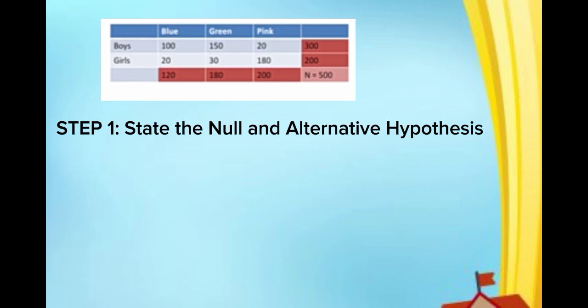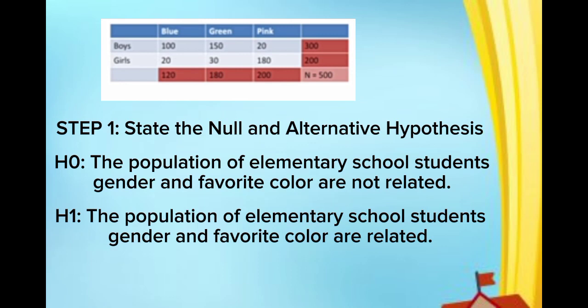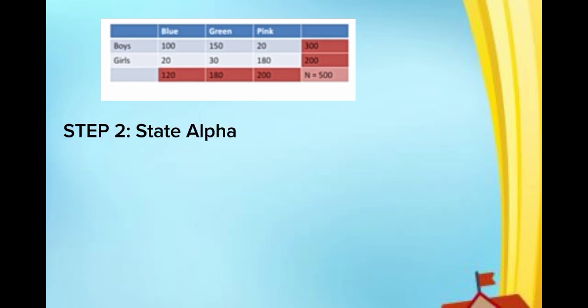Step 1 is for us to state our null and alternative hypotheses. Our null is that for the population of elementary school students, gender and favorite color are not related, while our alternative hypothesis is that for the population of elementary school students, gender and favorite color are related. Now alpha, like I said, is always 0.05.